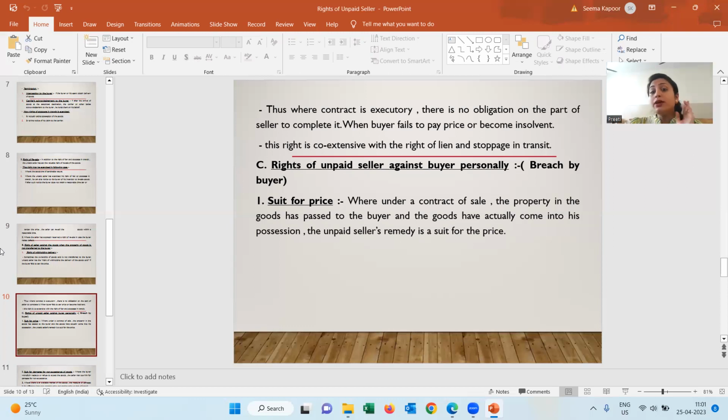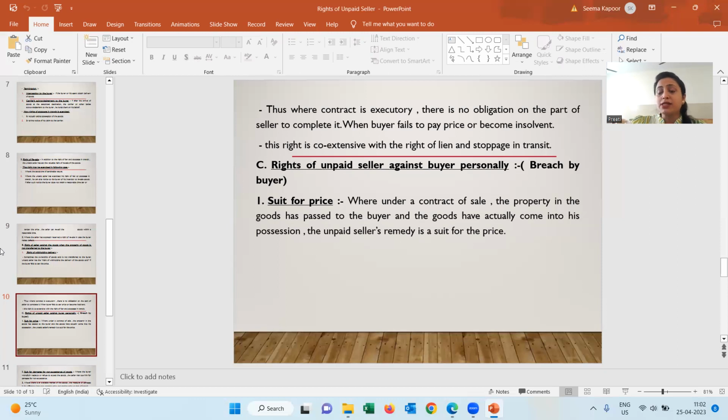Now, third main category, right of unpaid seller against the buyer. अभी तक जितने हमने राइट किए, we were talking about the right of seller against the goods. अब बायर के अगेंस्ट उसके क्या राइट है? Obviously, पहली बात तो ये है कि he can sue for price, where the contract of sale, where the property of goods has been transferred to the buyer, and the goods actually come into his possession. ट्रांसफर प्रॉपर्टी हो चुकी है, गुड्स बायर की पोजेशन में है.